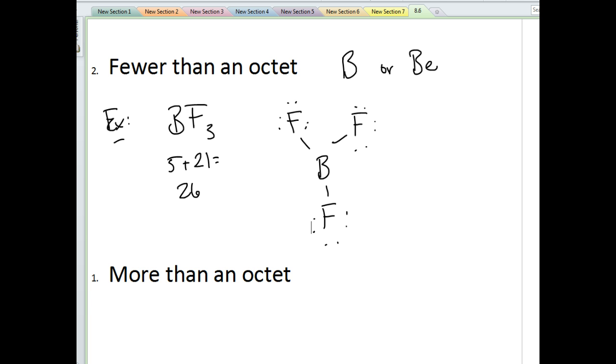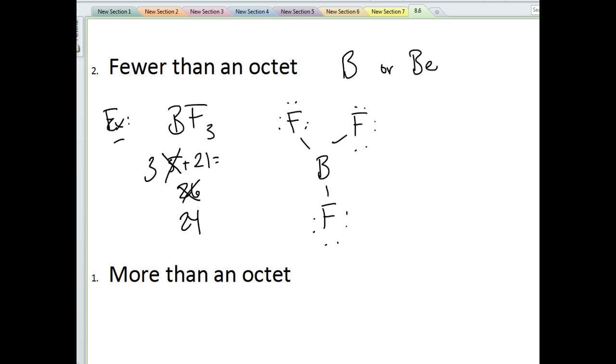Of course, I just found I had to pause it there. Something just wasn't working out properly, and maybe you saw what it was. I used 5 for the number of valence electrons on the boron, but it is actually 3. So I should be at 24, and then the math works out right.